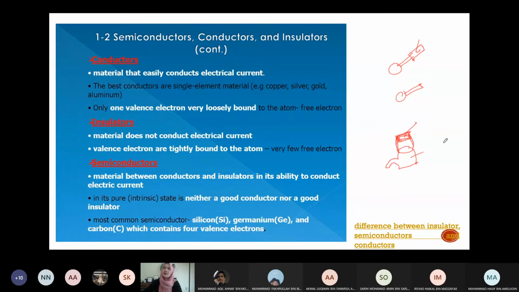Actually there are a lot of household equipment that consist of conductors and insulator, and you also need to know and explain why for this equipment we need both conductors and also insulator.